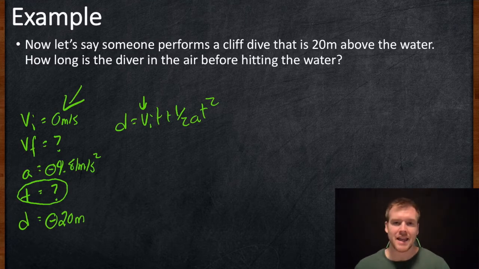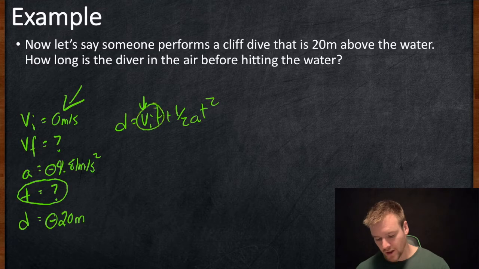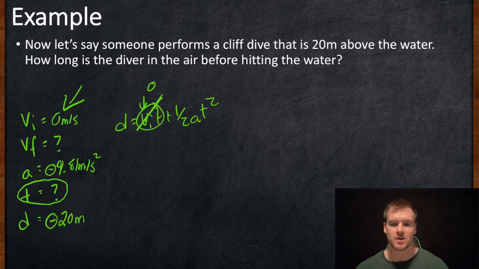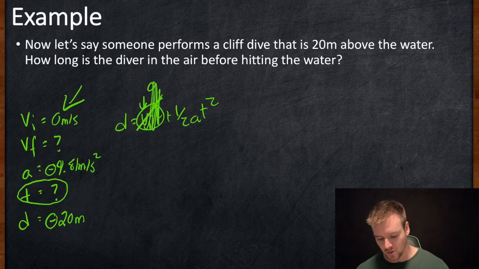0 times anything, no matter what the time is going to be, is 0. So this whole thing is going to be equal to 0. And if you add that to half AT squared, it's not going to affect it. So I just put a line through this. That is 0, and we don't need to worry about it. So that kind of goes away when our VI is 0.